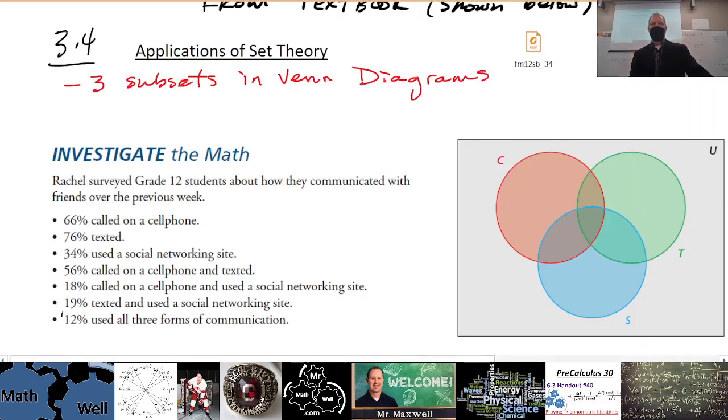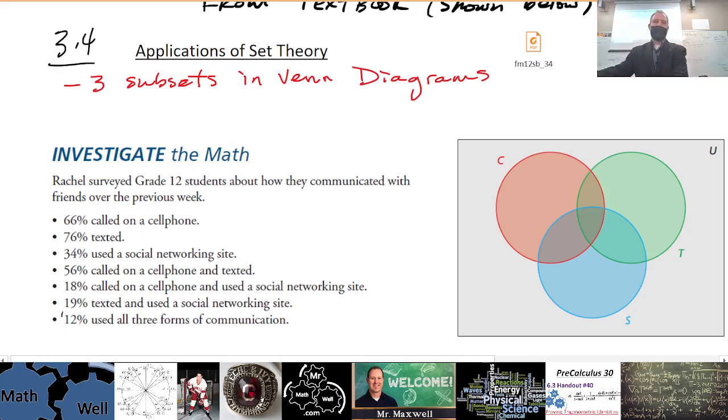And in 3.4, we're taking a look at 3 Venn diagram circles instead of 2. In 3.1, 3.2 and 3.3, we've only looked at a maximum of 2 subsets within the universal set, but today we're going to look at 3. It becomes just a tiny bit more complicated with 3, but let's go over this.